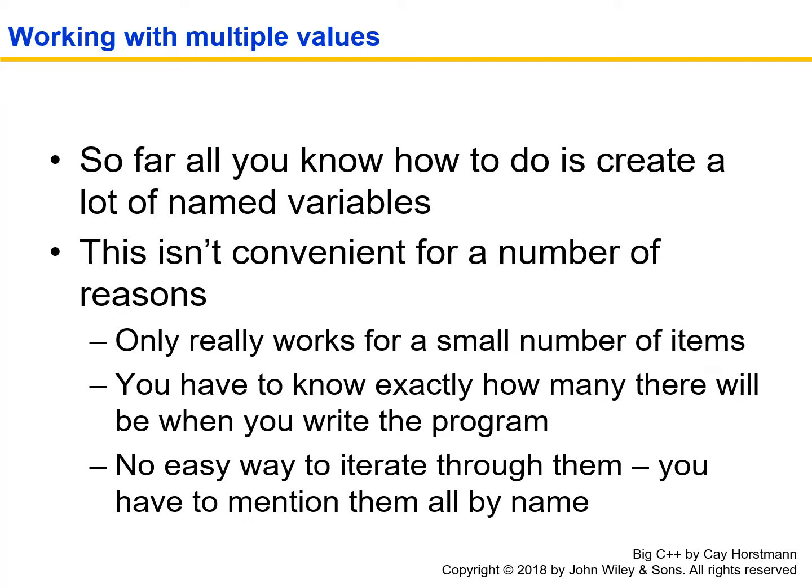So really, the named variable approach only works for a small number of items. Second, you have to know exactly how many numbers you'll be working with when you write the program. If you want to find your highest grade out of all of your quiz grades in this class, you would have to know exactly how many quizzes you had taken so far, and you'd have to rewrite the program every time you add a new quiz. That isn't very convenient.